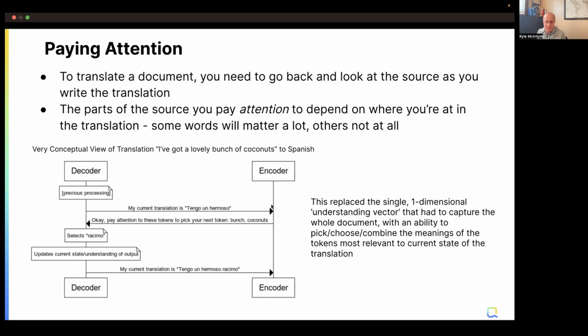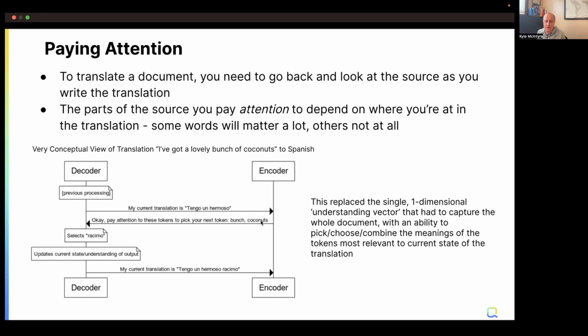And Mr. encoder slash reader of the source document, I want you to tell me which parts of the source document I most need to pay attention to when selecting my next token. And so this kind of gave the machine the same ability that a human would have, where you would be able to go back and sort of reference the source document while you were generating the translation. And it wasn't that you had to go back and reread the whole source document each time. When you went back to look at the source document, you would just pay attention to the relevant parts.